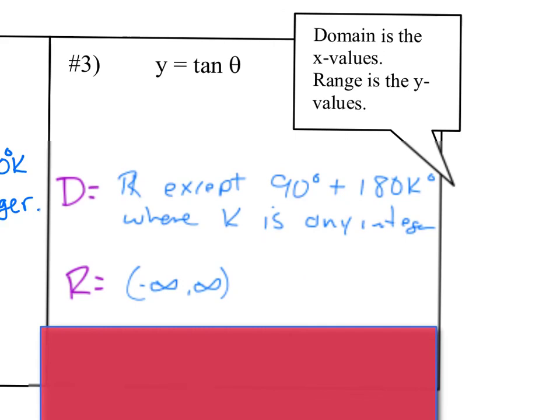The reason I know those answers is because I know the parent graphs. The answers to these questions for part C are on the front of your notes, the domain and range for each of those. If that requires you to memorize them, then do so. If it requires you to derive them each time, then do that as well.